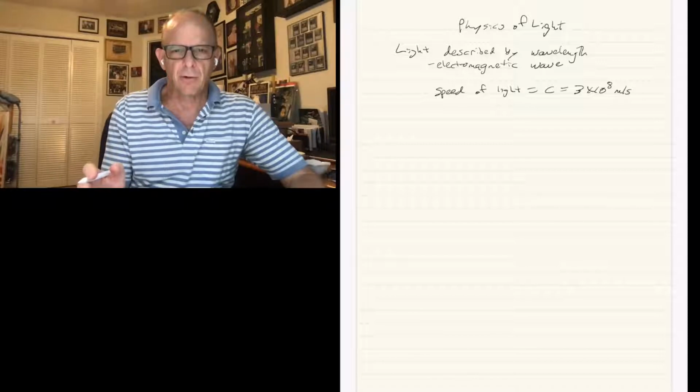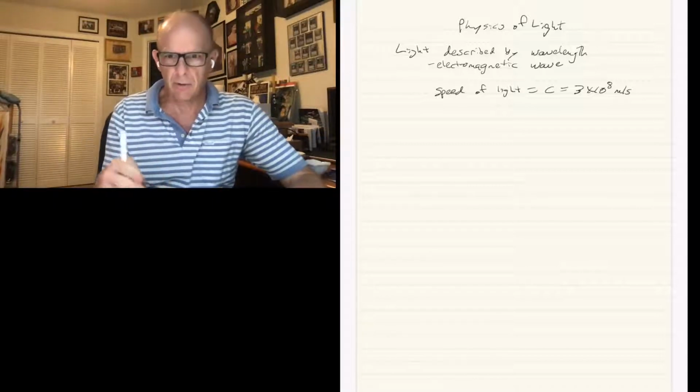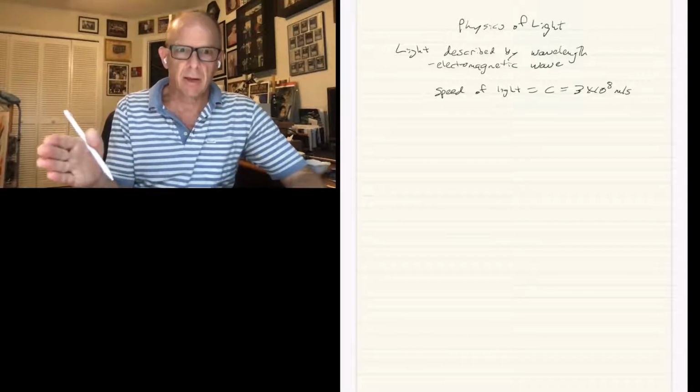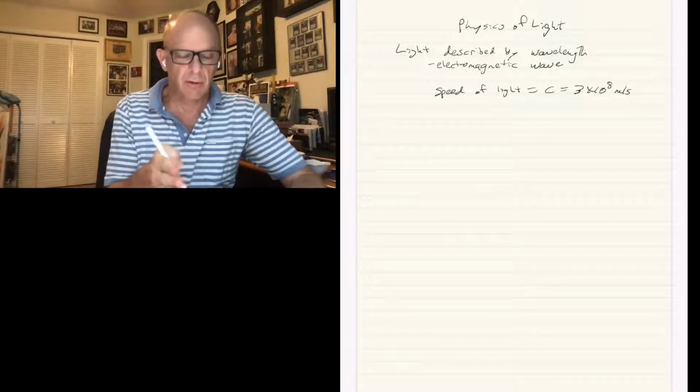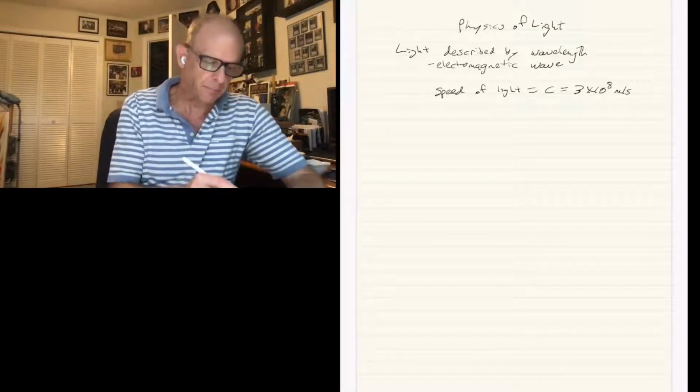As a footnote, if light is traveling through water or glass or a diamond or something like that, then as the light travels through that material, it will travel at a slower speed. But this is the speed of light in a vacuum.